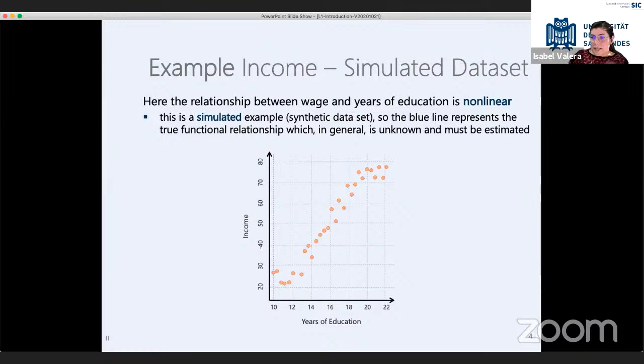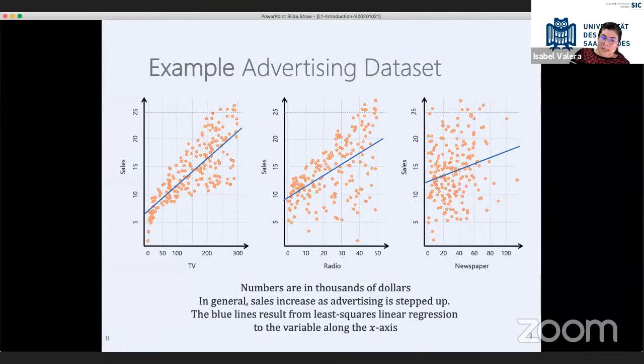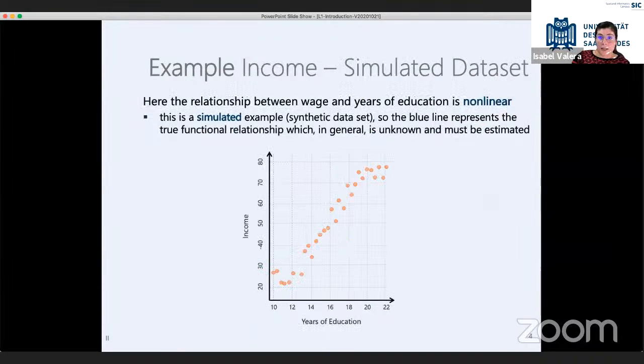This was one example where we saw that the relationship between the input features, or the input variables, and the output variable was linear, but there might be other cases where such a relationship doesn't need to be linear. And here we get an example, the income example, which is from simulated data, where we see the relationship between the years of education and the income of these people.